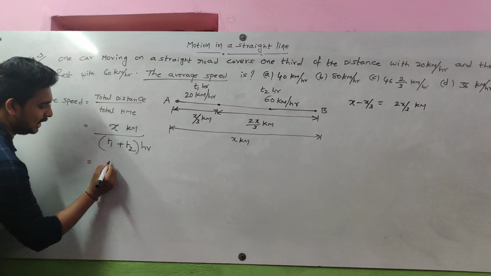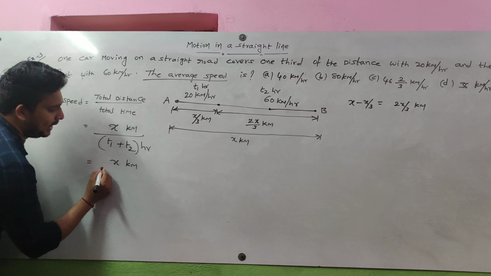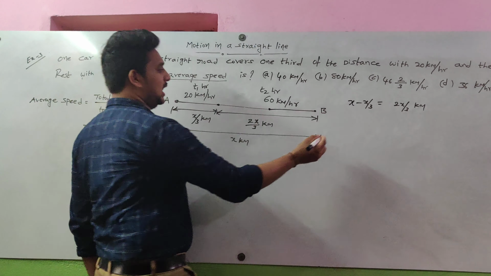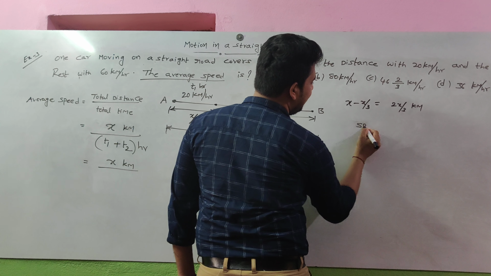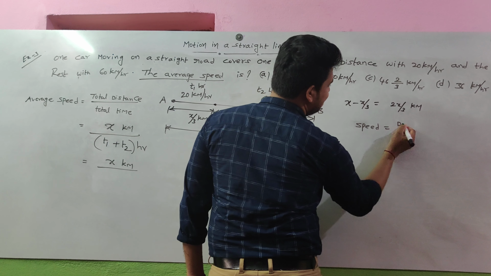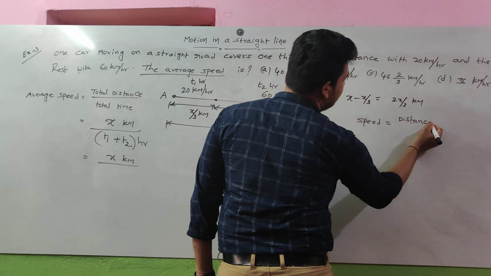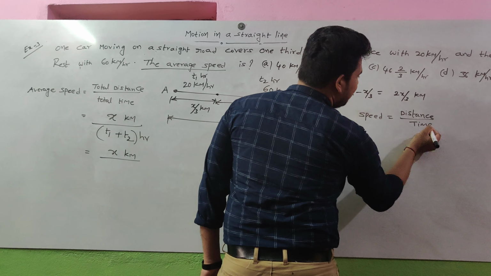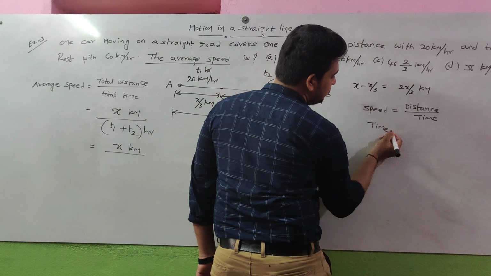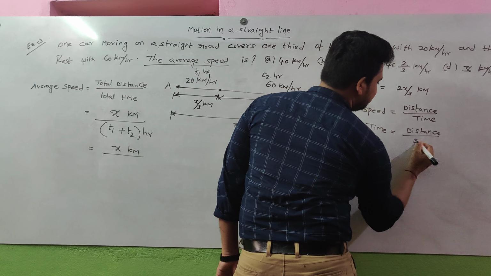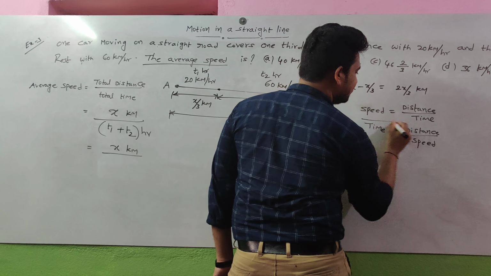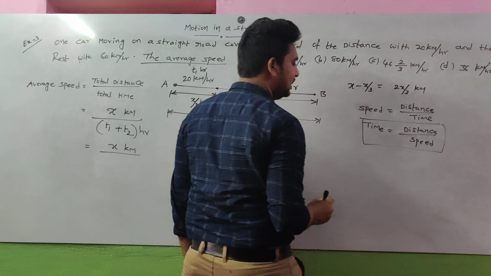So now x kilometers by the time formula. We know that speed is equal to distance by time. Then time is equal to distance by speed. Time is equal to distance by speed.